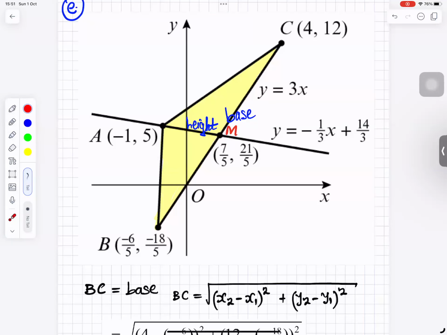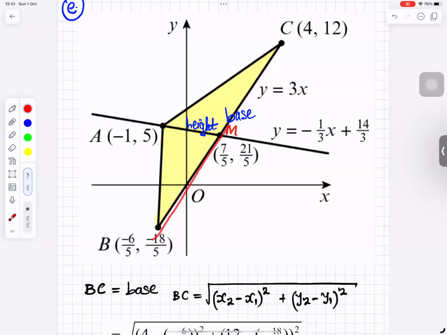If you get a triangle like that, perfect. It doesn't have to be a perfect diagram in exam. You mark the point 4, 12, mark the point minus 6 over 5, minus 18 over 5, the point minus 1, 5, the point 7 over 5, 21 over 5. So these are the things that you need. You need to find the area of that yellow triangle.